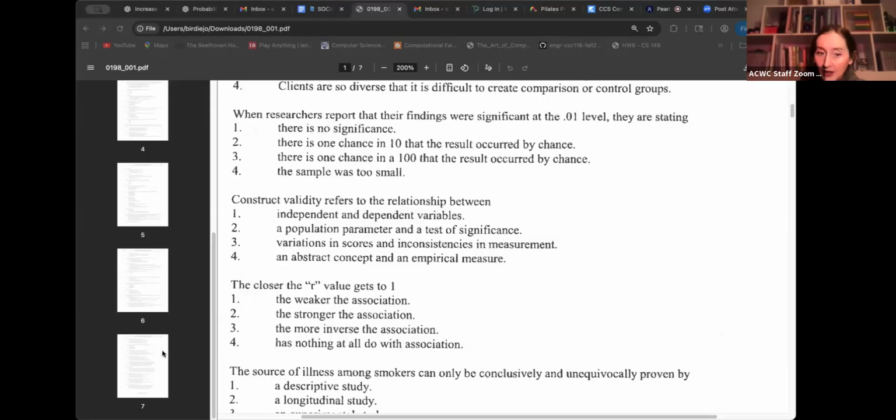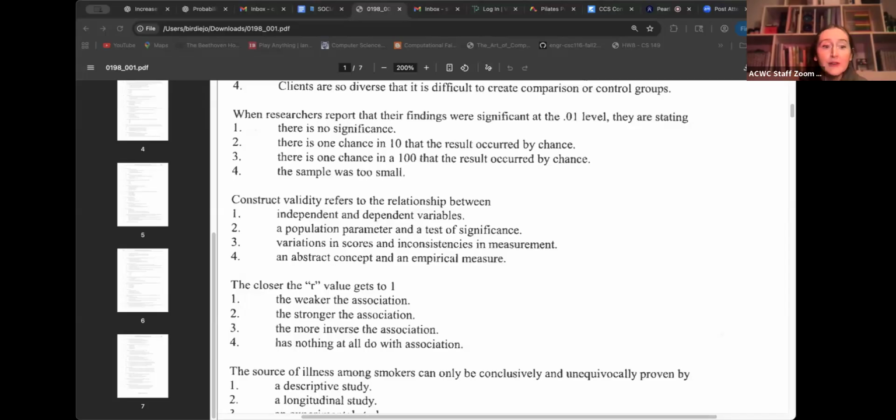This question could have said, by the way, the closer the R value gets to -1, that would also be true. The stronger the relationship. So it doesn't matter whether it's the +1 or the -1. The closer it is to 1, the stronger the relationship. The closer it starts getting to 0, the weaker the relationship. And 0 would be no relationship at all. Zero relationship, okay?